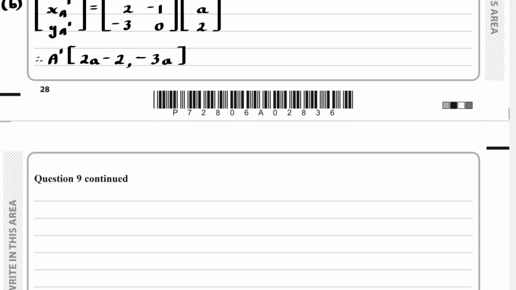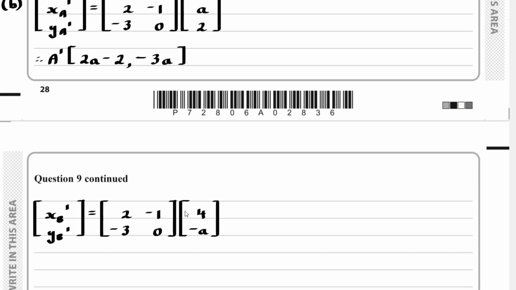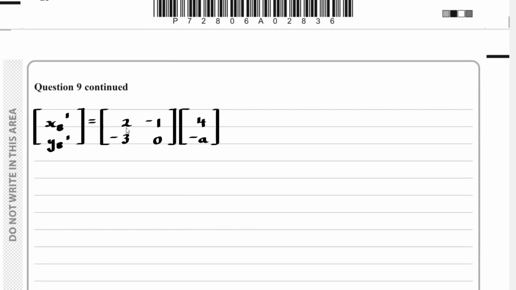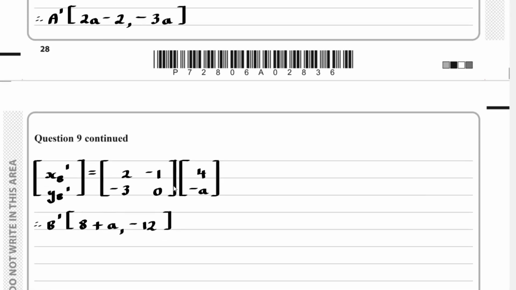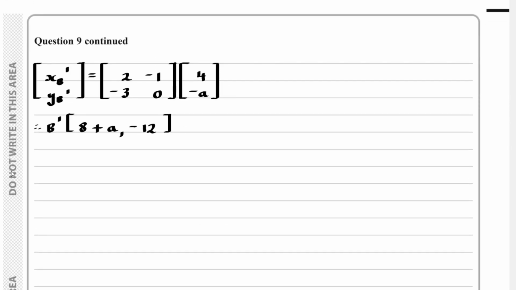Let's find out the coordinate of B' in a similar way. I've got Q multiplied by the coordinates of 4, negative a. And if I work this out, I've got 2 times 4 plus negative 1 times negative a. And then I've got negative 3 times 4 plus 0 times negative a. So I've got the coordinates of B' being 8 plus a, negative 12. So I've got A' and B', and now I can find the distance.